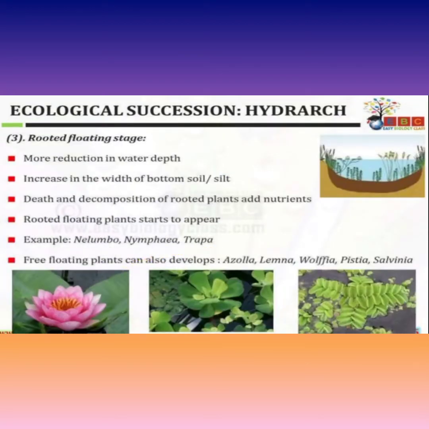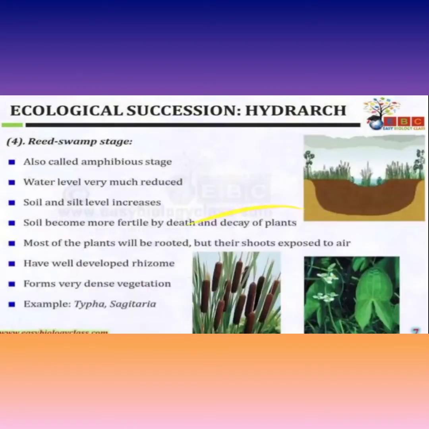Then the rooted floating stage. With more reduction in water depth and an increase in the width and bottom soil silt, from the death and decomposition of rooted plants and the nutrients, rooted floating plants start to appear, for example Nelumbo, Nymphaea, Trapa. Free floating plants can also develop: Azolla, Lemna, Wolffia, Pistia, Salvinia. That is the third stage, the rooted floating stage.